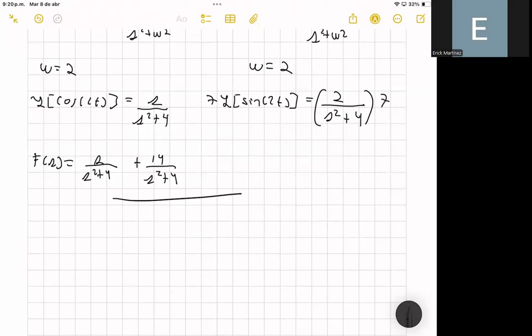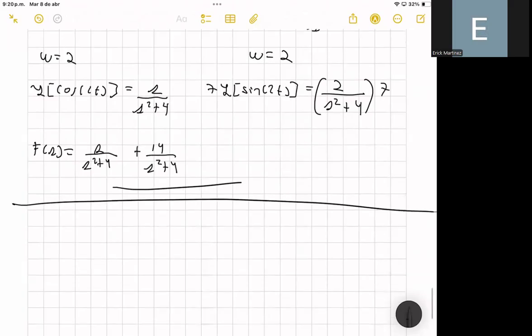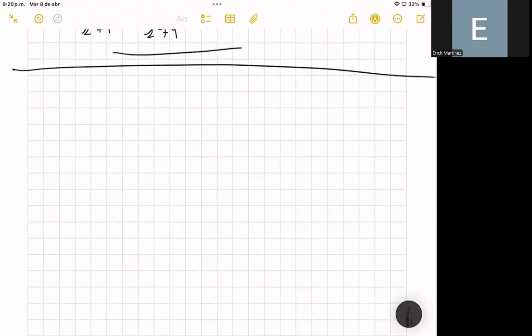Okay. So these are some examples of how you can compute the Laplace transform. But it's a little bit more complicated to compute the inverse Laplace transform. So I will make an example of that. Only two examples, in order for you to see how the procedure is done.